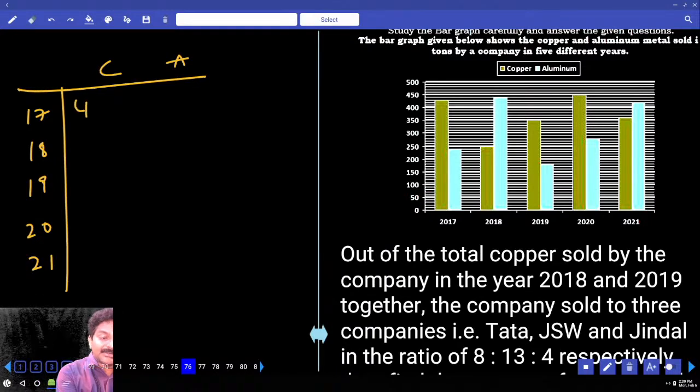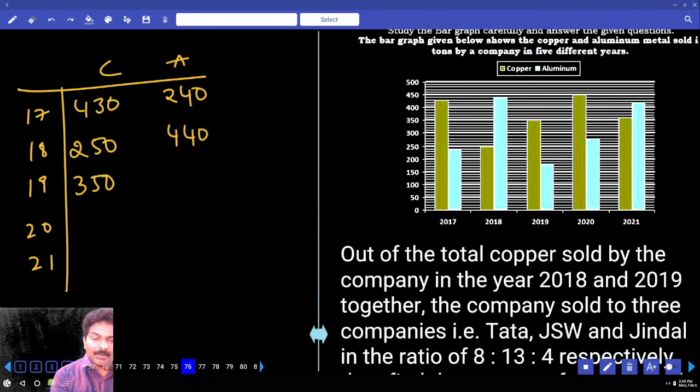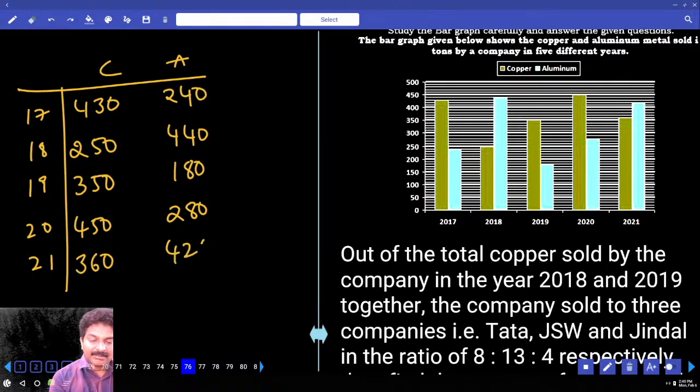Now let me write the numbers. 430. Next, 240. 250. 440. 350. 180. 450. 280. 360. 420. Right. So whenever numbers are not represented in the given graphical representation, convert into a table and then start.